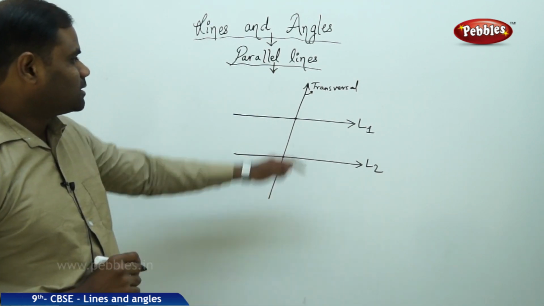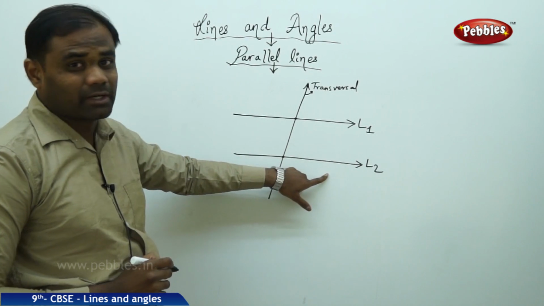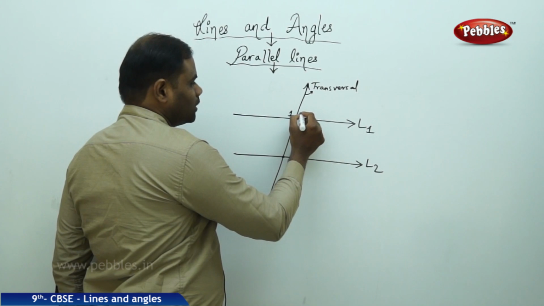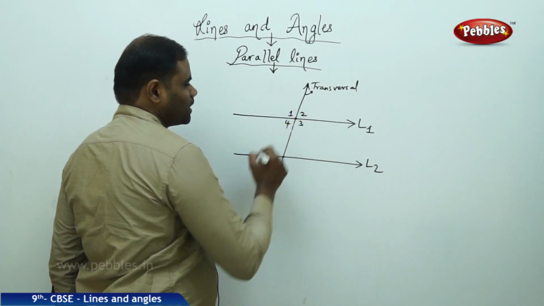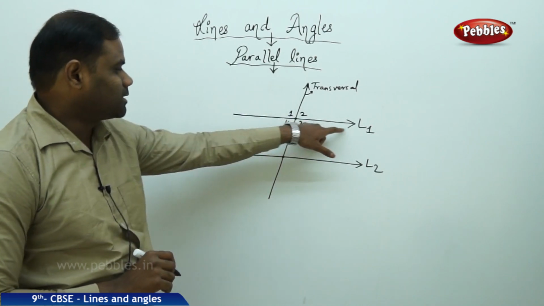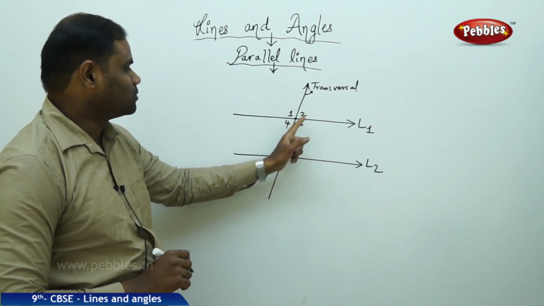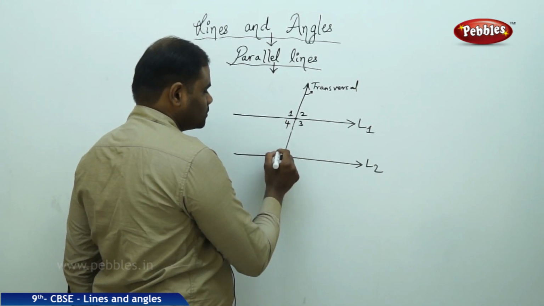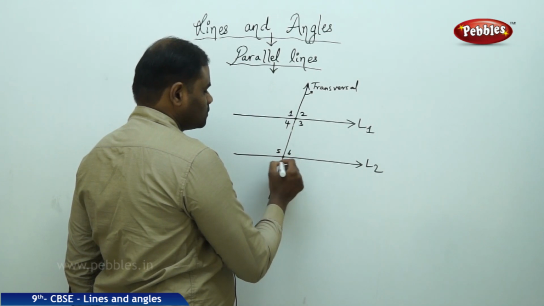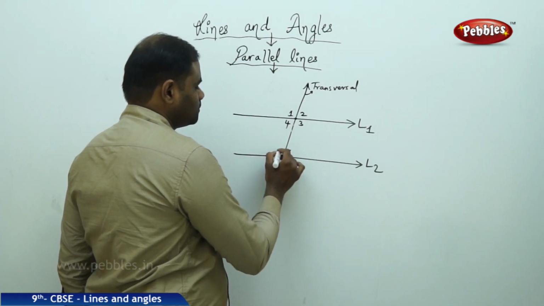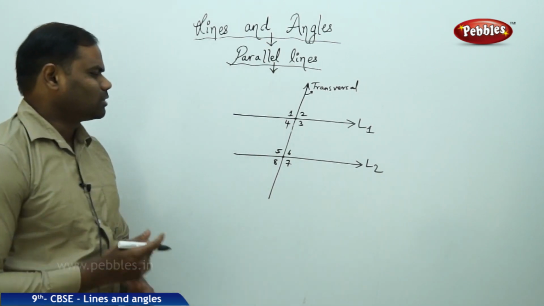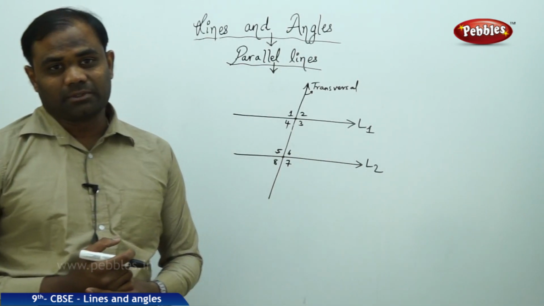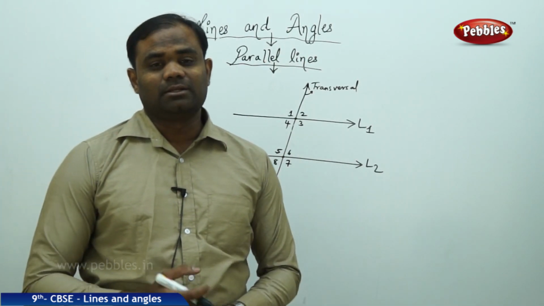Now, as we can see, the transversal, when it cuts both L1 and L2, makes 4 angles with L1: 1, 2, 3, 4. This transversal, when it cuts line L1, makes 4 angles, 1, 2, 3, 4 with this, and makes the other 4 angles with the line L2 out here. So totally there are 8 angles formed by the two lines which the transversal cuts. This is how we connect the properties.